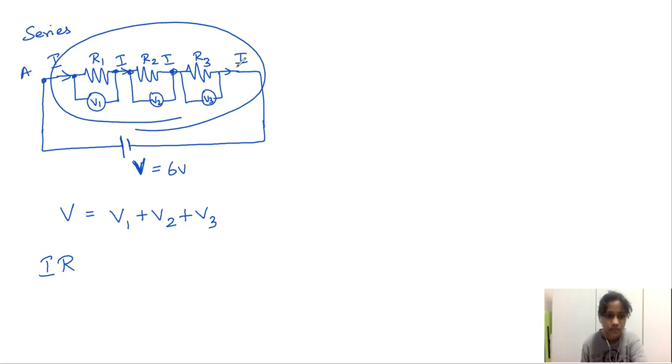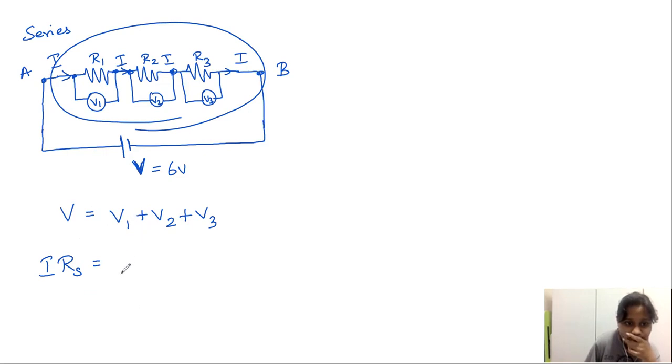Imagine these are the points A and B. Across AB, the total resistance offered by the circuit is called R. And here you have the resistance value as RS because we are discussing series resistances. Equivalent resistance of these three resistances together across AB.